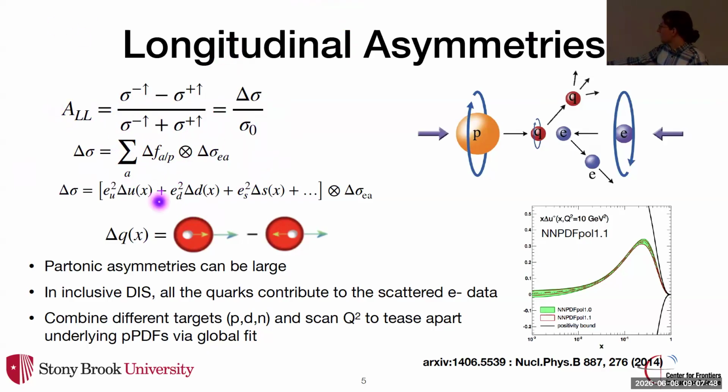So we can expand that sum into delta U times the charge squared of the U, delta D times the charge squared of the D, et cetera, as a function of Bjorken x. And these deltas, they're literally just how much more frequent is it?